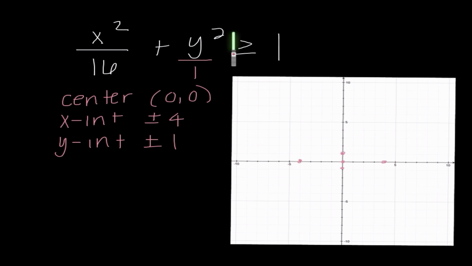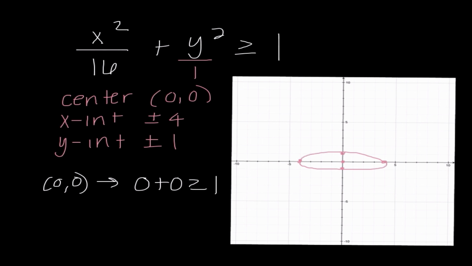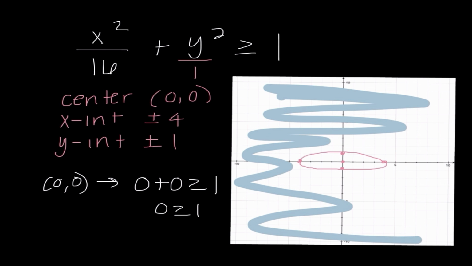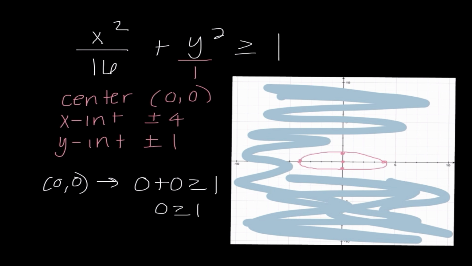Now, this one's a little bit tougher because we have an inequality, but since I have this equals 2, I know that my ellipse is going to still be solid versus being dashed, and I know I'm going to have to shade somewhere. So I always plug in the center to see where we should shade, and when I plug in the center, I get 0 is greater than or equal to 1, which definitely is not a true statement. So I'm going to go ahead and graph everything that is outside of that ellipse.